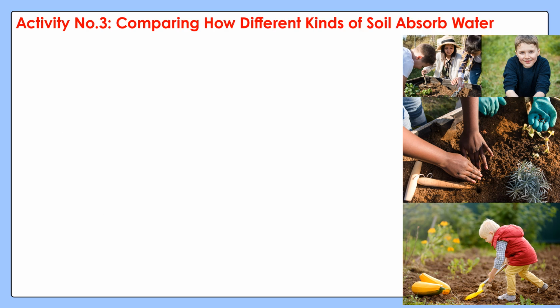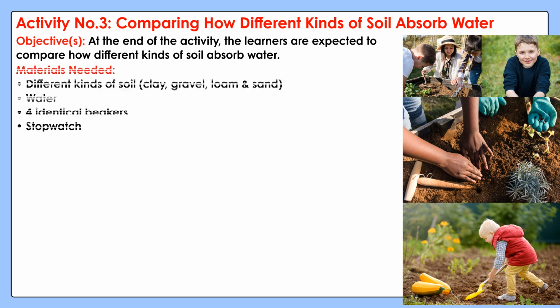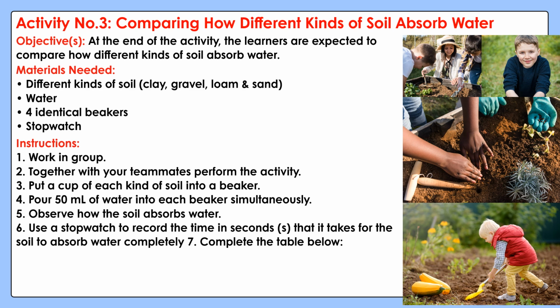Activity 3: Comparing how different kinds of soil absorb water. Objectives: at the end of the activity, the learners are expected to compare how different kinds of soil absorb water. Materials needed: different kinds of soil, clay, gravel, loam, and sand, water, 4 identical beakers, and a stopwatch. Instructions: work in groups. Together with your teammates, perform the activity.